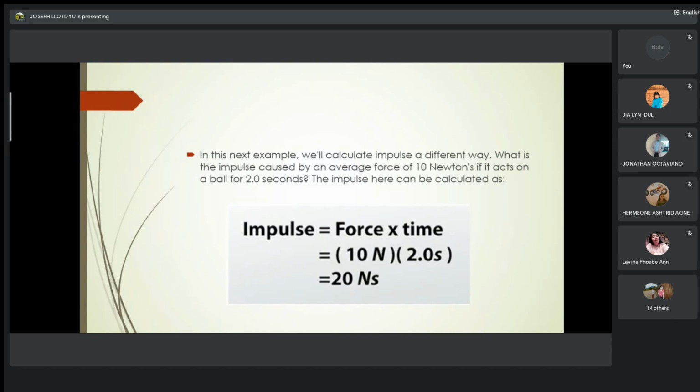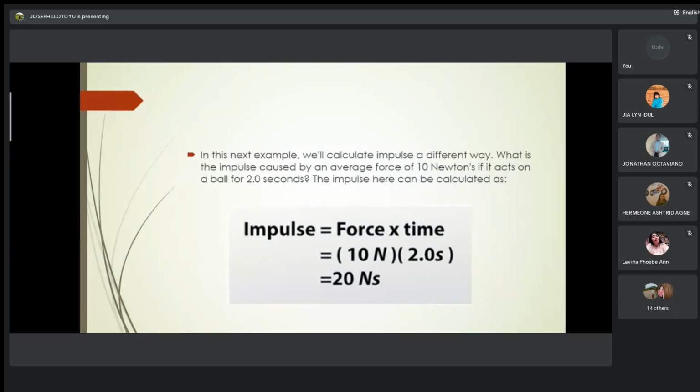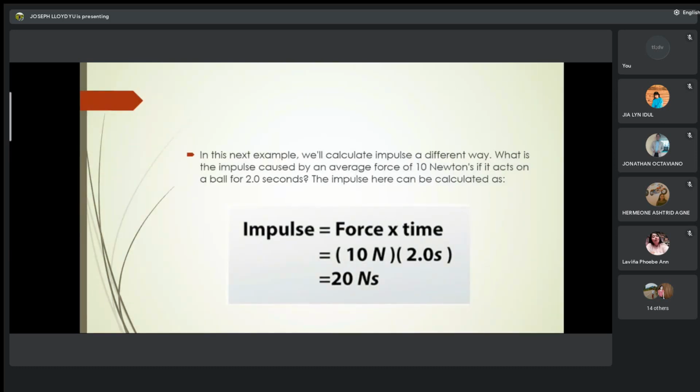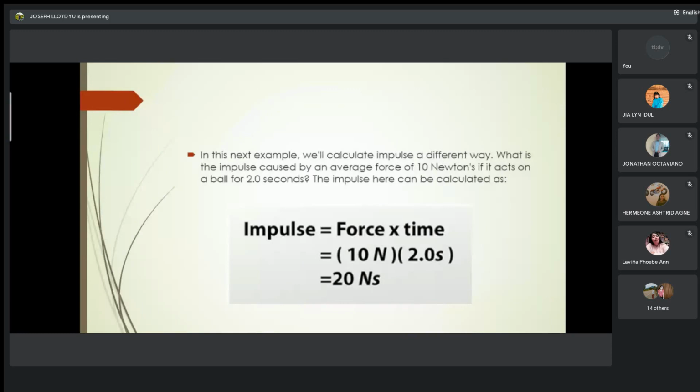So the given is 10 newtons, and the force acts on a ball for 2 seconds. This is the force times time. Since the force is 10 newtons and the time is 2 seconds, we will have 20 newton seconds.